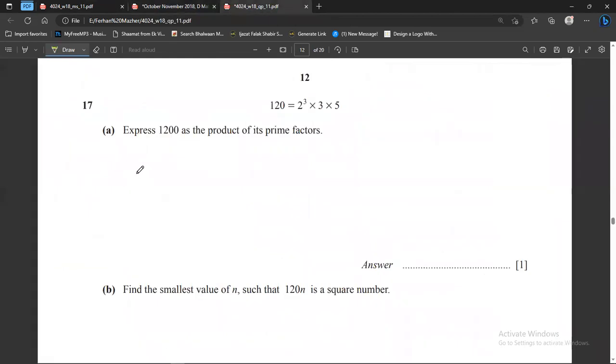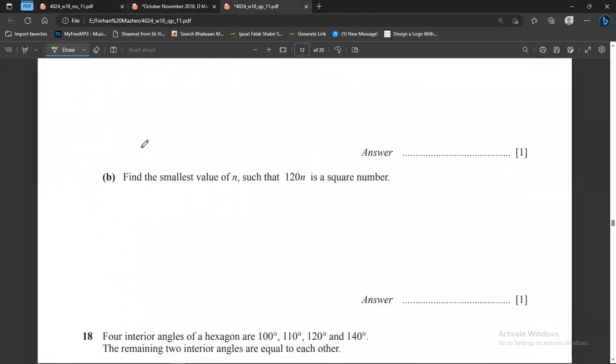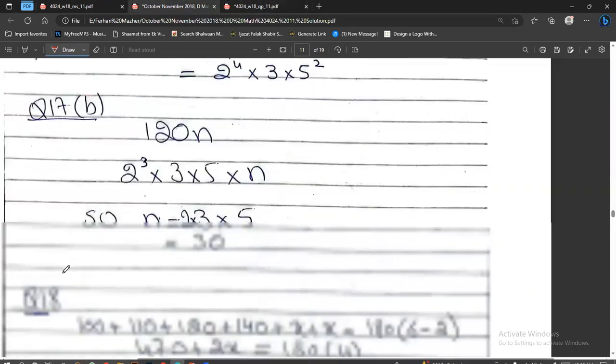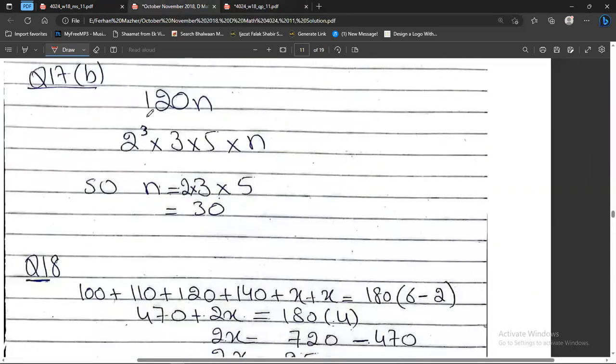Okay, so we have question number 17, part B. Find the smallest value of n such that 120n is a square number. You see, whenever something is a square number, all its factors should have an even power. So we have 120n as 2 raised to power 3 multiplied by 3 multiplied by 5 multiplied by n. So what is n? Here it is an odd power, so I need a 2. Here we have an odd power, so I need a 3. Here is an odd power, so I need a 5.